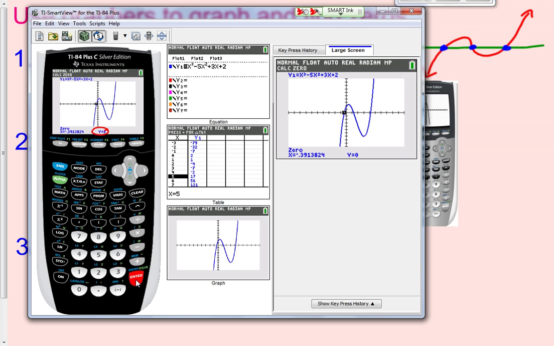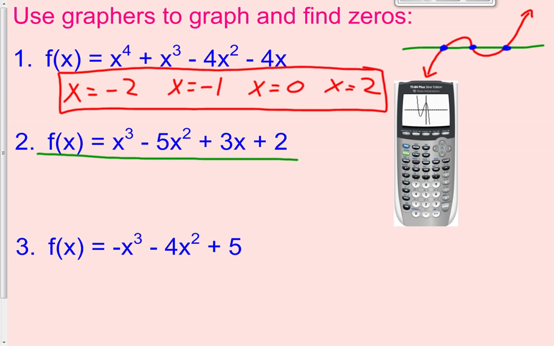When y is 0, x is a negative 0.39. A negative 0.39, round to the nearest hundredth. So that's how we're going to do these ones in our graphing calculator. X equals a negative 0.39. Now there's 3 zeros, so I have to do this 2 more times. So let's practice this again.